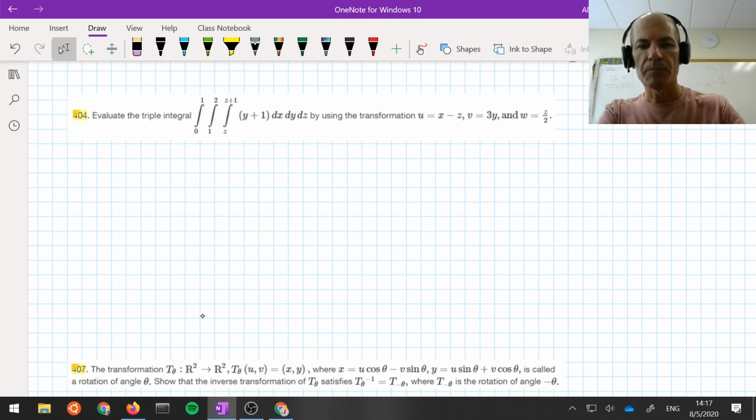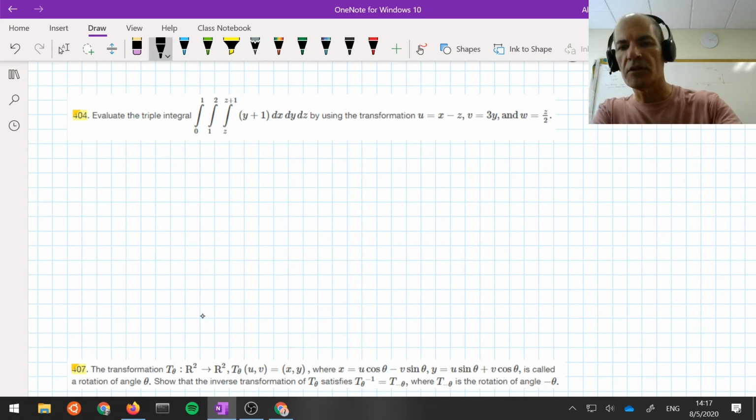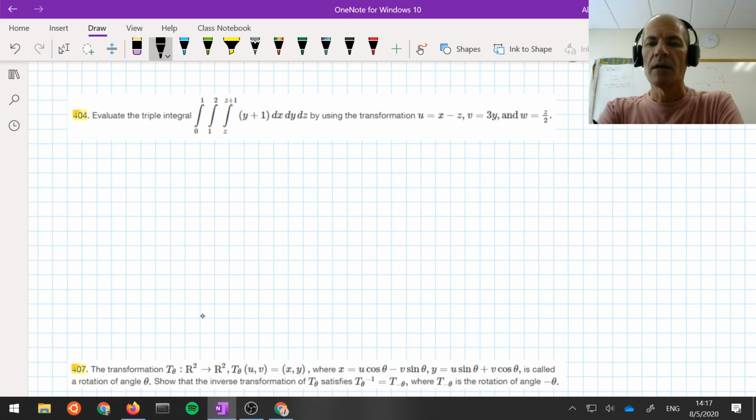We're given this triple integral in Cartesian coordinates, and we're given this transformation. u is x minus z, v is 3y, w is z over 2. You could try to figure out what this shape looks like in three-dimensional space, and it's actually not that hard, but I want to get away from that because we're now at the end of the section, and you've developed the intuition, and now I want to just give you a process. So the process is to start converting all of these x, y, and z's into u's and v's using the transformation. So what is this going to look like?